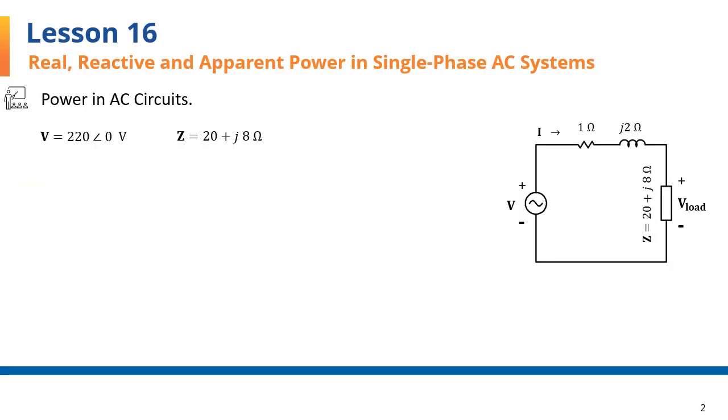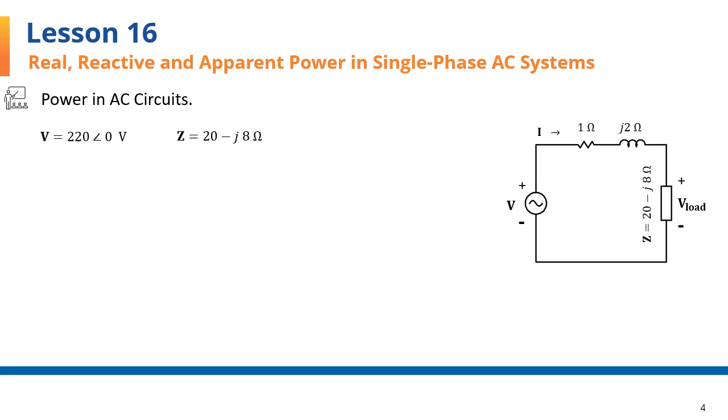In lesson 16, I used the circuits seen on this page to explain power in single-phase AC circuits. The load in this circuit is known as an inductive load because the imaginary part of the load impedance is a positive number, plus 8 in this case. To gain experience with another type of load known as capacitive load, I'll change the load impedance from 20 plus J8 to 20 minus J8 and calculate the powers.